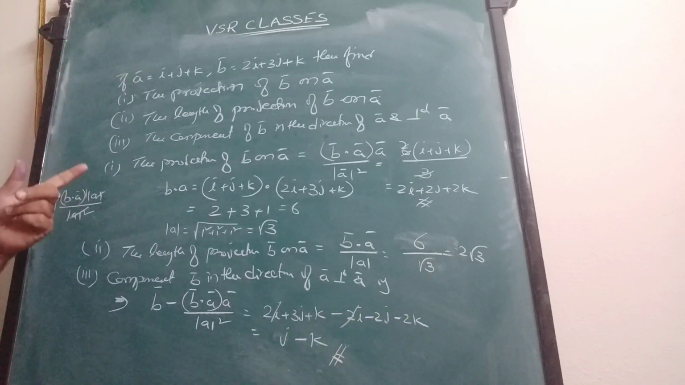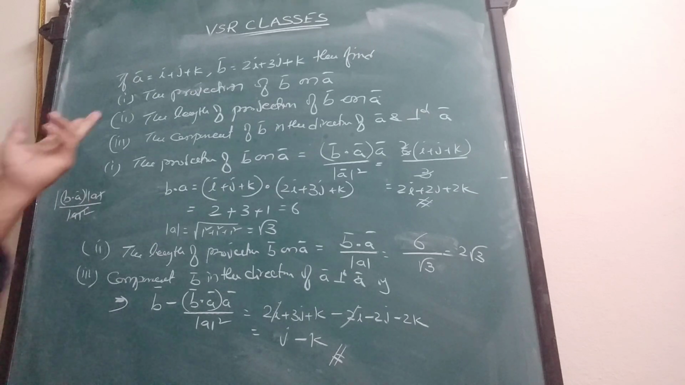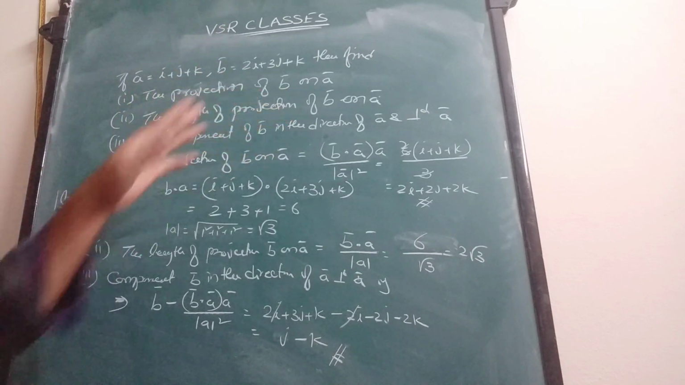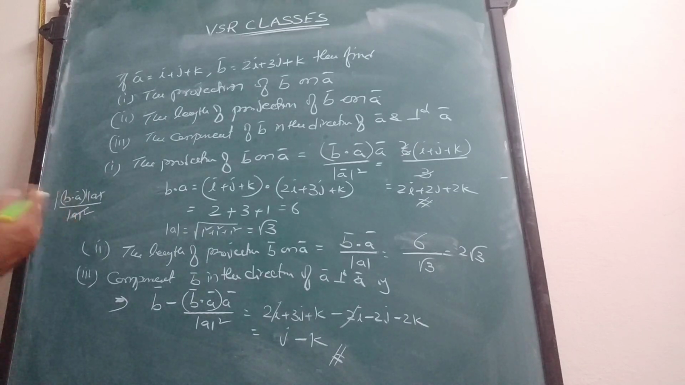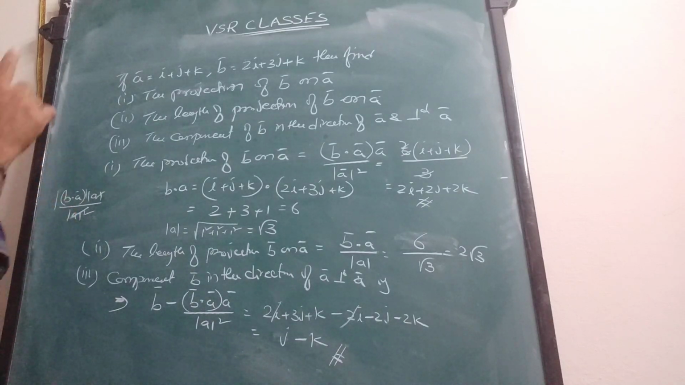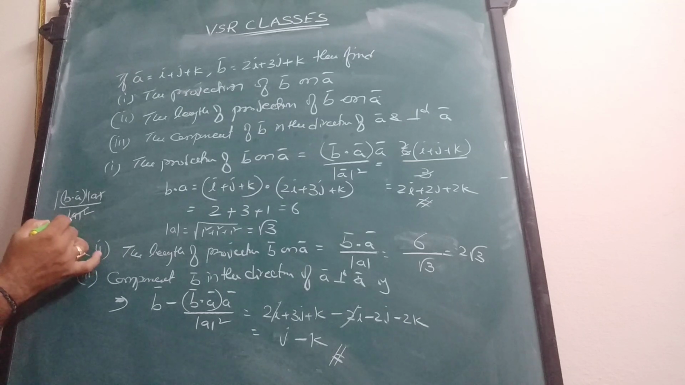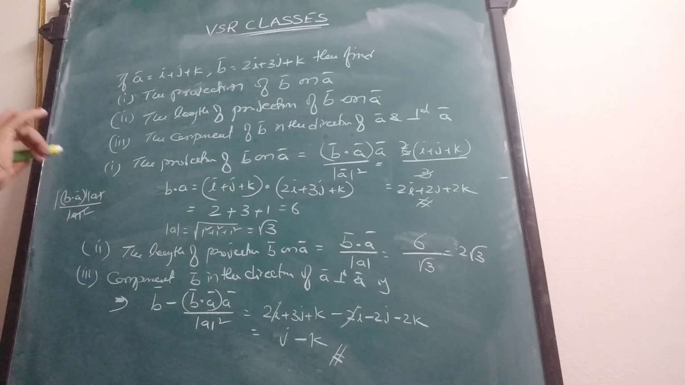This is very important. He may ask it. Okay, and the projection of B bar on A bar or A bar on B bar, the formula will be different here. B bar on A bar means A comes in the denominator. A bar on B bar means B comes in the denominator. You have to remember like that.